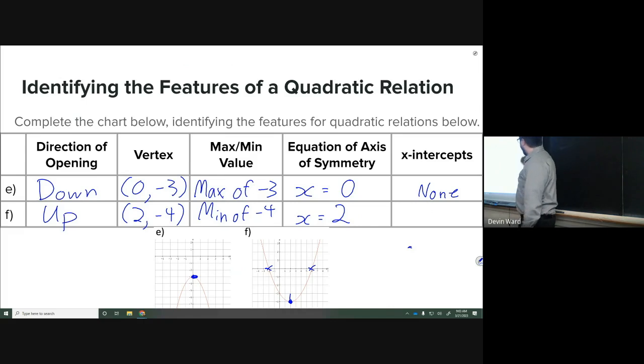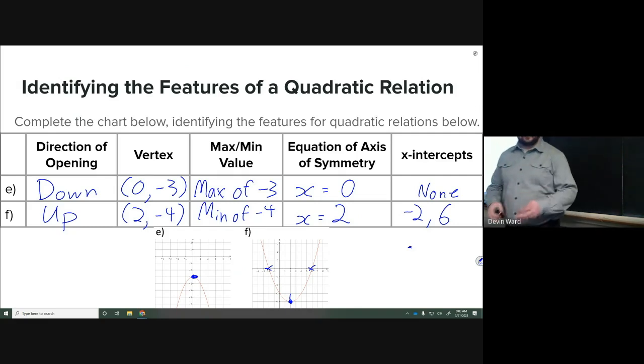And now for the x-intercept, just look to see where it crosses over. So where does it cross the x-axis? We have 2 points. -2 and 6. Perfect. -2 right there, and then onto the 6. So yeah, -2 and 6.